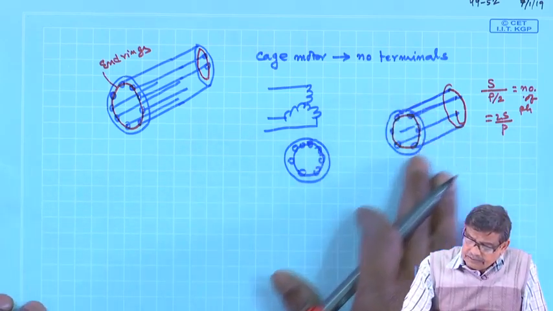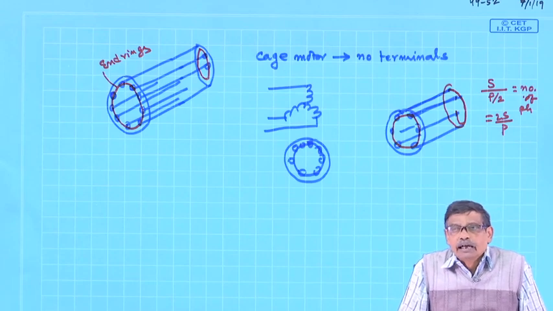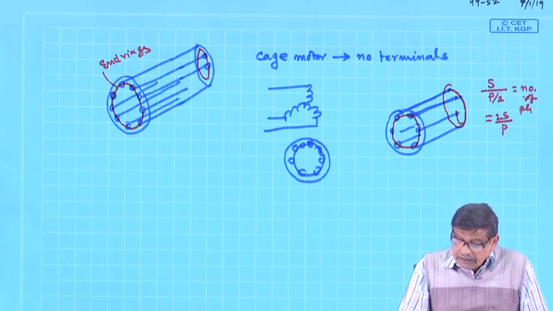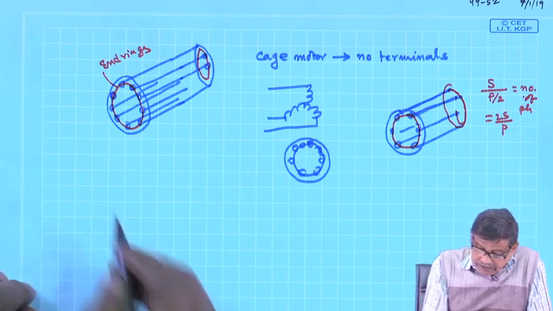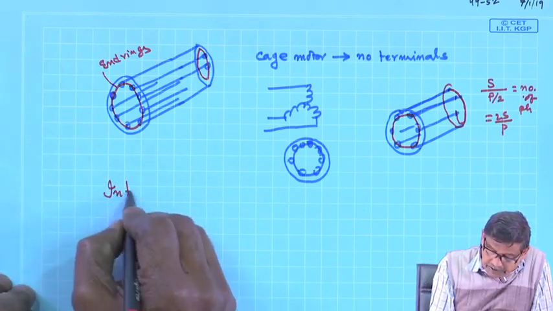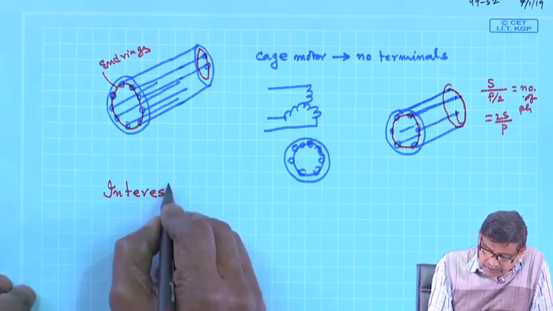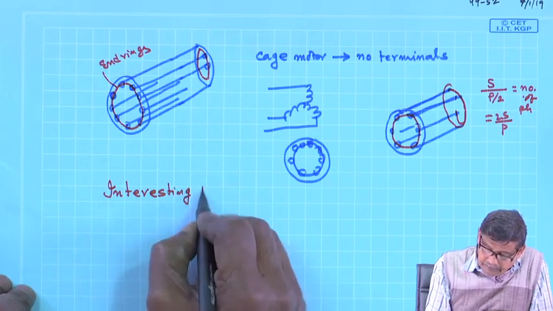Nonetheless, this cage induction motor has another interesting property, that is the thing that if your rotor, interesting property, let me write, those are obvious, interesting property.